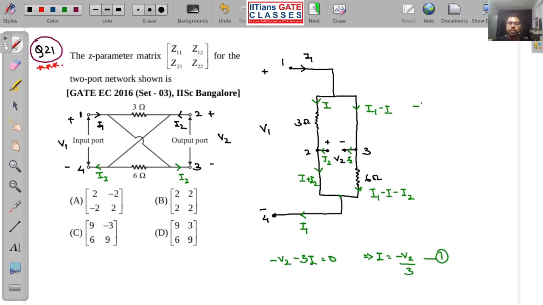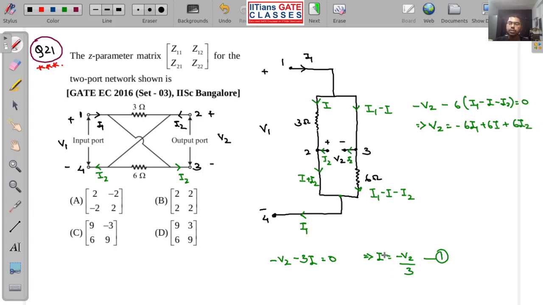Let me write it as equation 2 here. So this will be what? Minus V2 minus 6 into I1 minus I minus I2 equal to 0. So this is what? Minus V2, I am taking it here. So V2 is equal to minus 6I1 plus 6I plus 6I2.